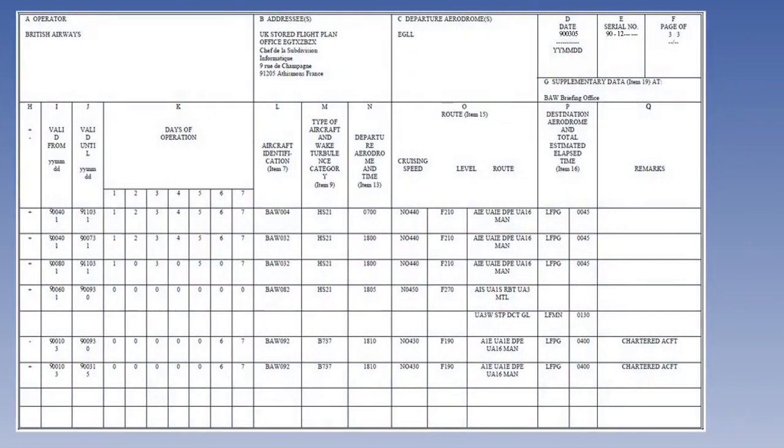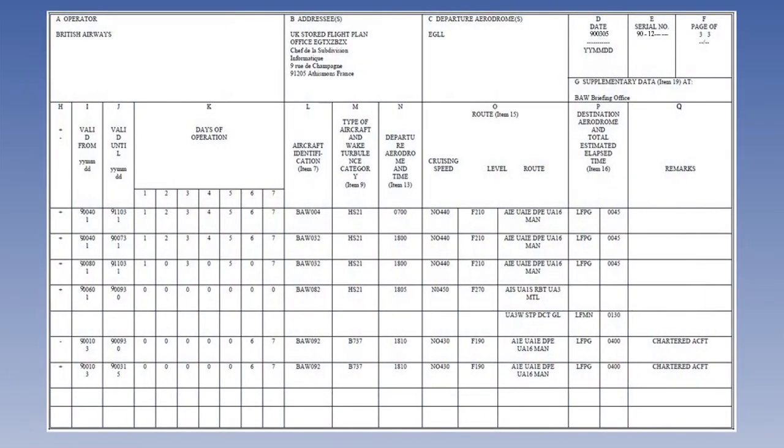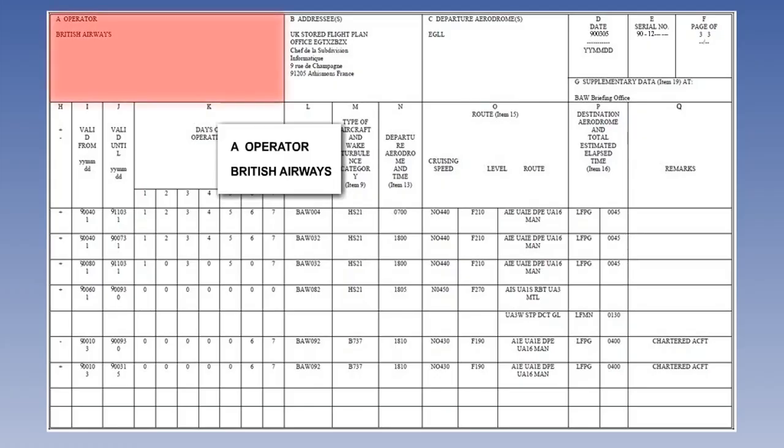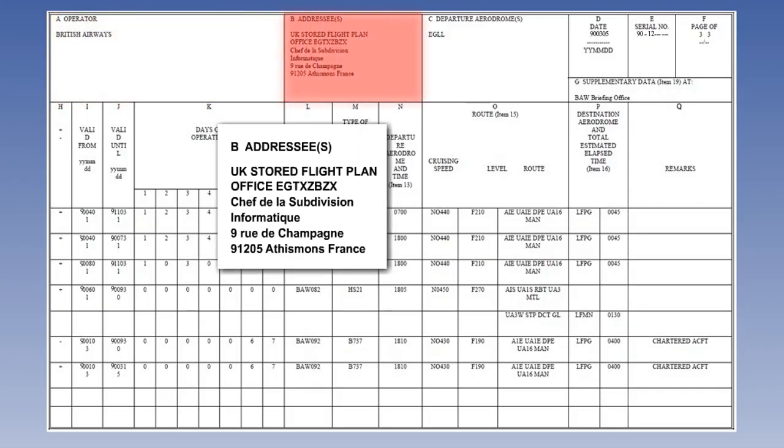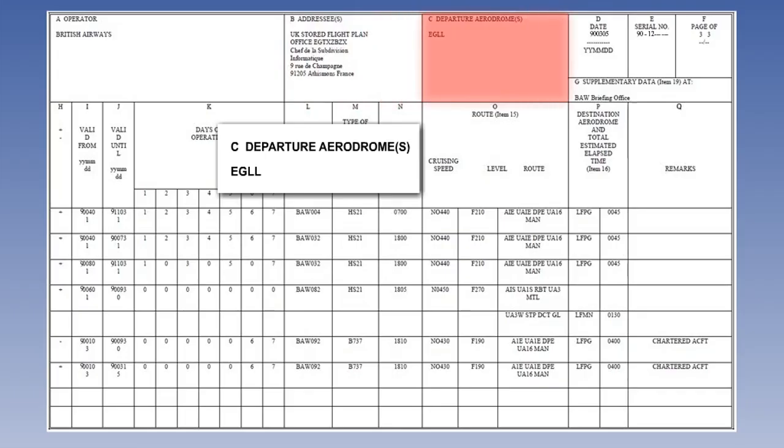Most of the column headings are self-explanatory, but some need clarification. On the top row, you can see in item A the name of the operator. In B, the addressee, which is the name of the agency designated by the state to administer repetitive flight plans. In C, the departure aerodrome.